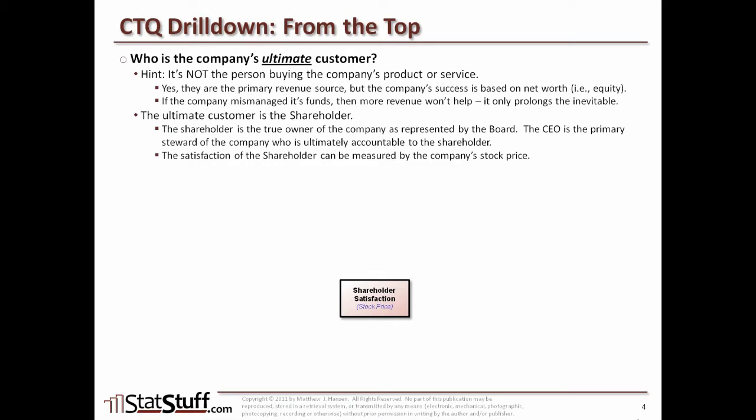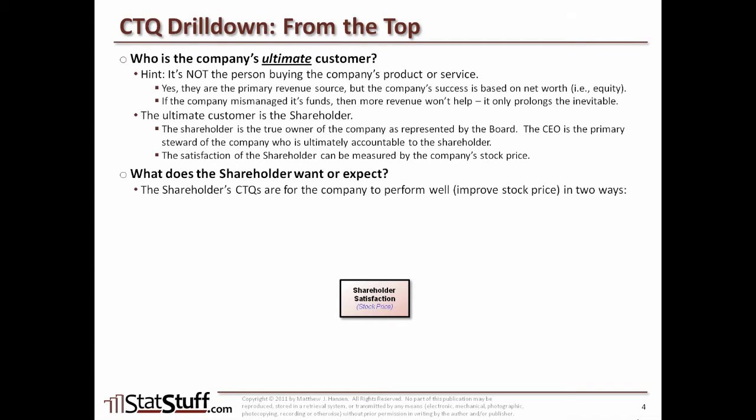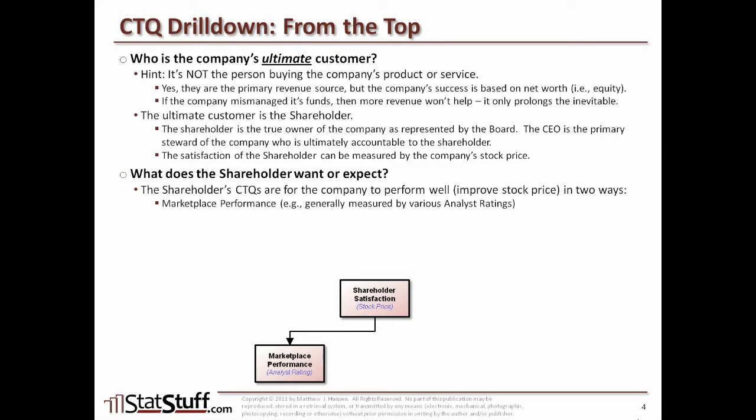So if they're the ultimate customer, then again, what's the next question? What does the shareholder want or expect? Well, the shareholder CTQs then are for the company to perform well, to improve that stock price, and they want to do that in 2 different ways. First way is through marketplace performance, and we might measure that by analyst ratings.